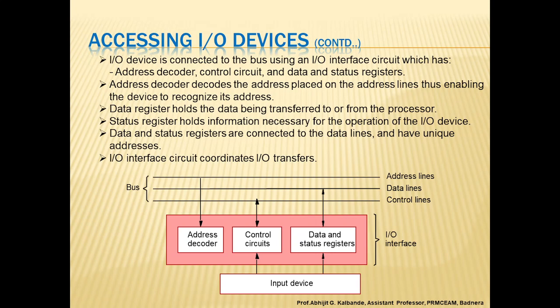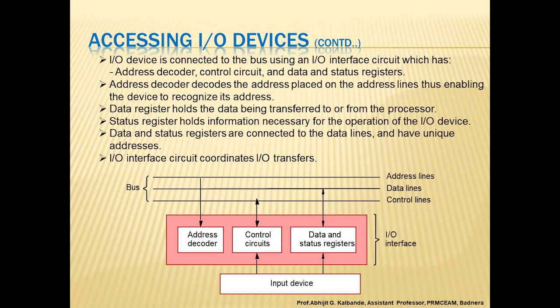The IO device is connected to the bus using an IO interface circuit, which has an address decoder, a control circuit, and a status register also. All these things will be shown in graphical representations or block diagrams.